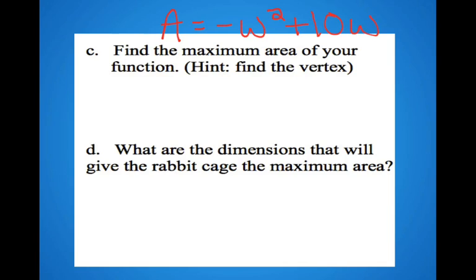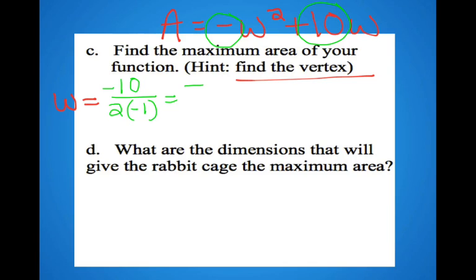So find the maximum area of your function. So now we can find the vertex, which is what we've been doing, the negative b over 2a. So it's w equals, and remember the a and the b. The a is negative 1, and the b is positive 10. So we're going to do the opposite of b. So that would be negative 10 over 2 times a, which is negative 1. So the width should be 5.